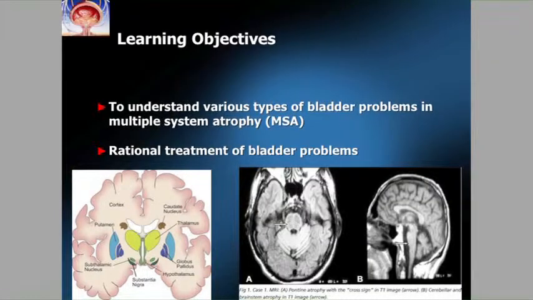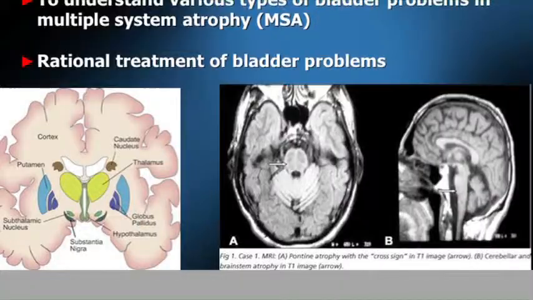So in this, I just wanted to discuss what are the various types of bladder problems and then how we can arrive at a diagnosis and how we treat them. It's very, very important, like many of the bladder problems in MSA, like any other neurological problems, can present similarly. So the treatment is not the same in all the patients. So it's very, very important to exactly know what type of bladder dysfunction is there, and then tackle that problem rather than empirically treating each and every patient with similar medications. It's extremely important to qualify the type of bladder dysfunction in these patients.